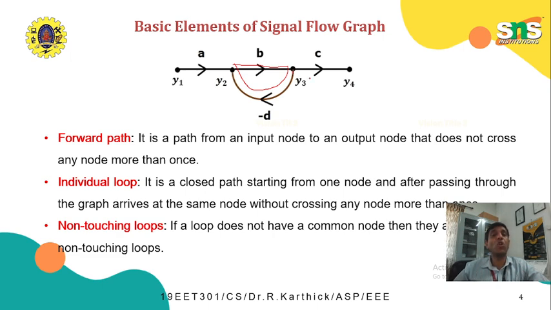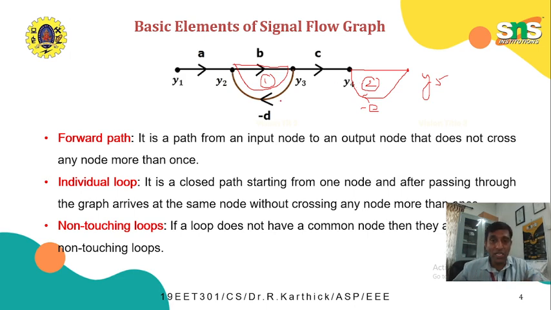And then there are non-touching loops. If loops do not have any common node, you call them non-touching loops. For example, if the signal is extended up to y5, and we have another loop there, say with gain minus e, then this is one loop and this is the second loop. These two loops don't have any common nodes.